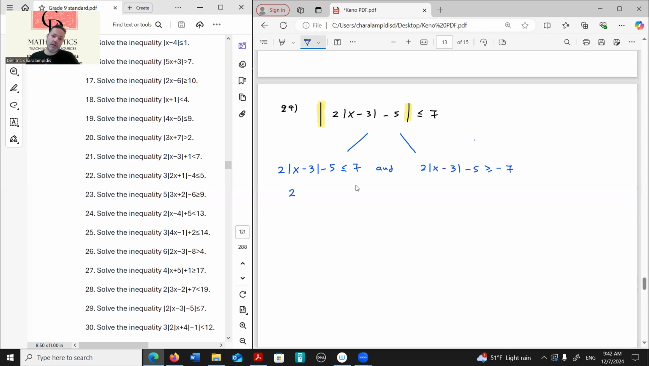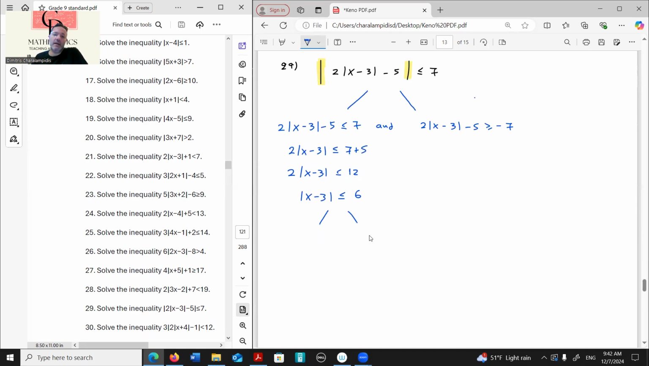So I'm going to isolate first the 2x minus 3 by moving the 5 to the other side. So 2x minus 3 smaller or equal than 12. So x minus 3 smaller or equal than 6. And now I'm going to split that again. So x minus 3 smaller or equal than 6 and x minus 3 greater or equal than negative 6. So x smaller or equal than 9 and x bigger or equal than negative 3.